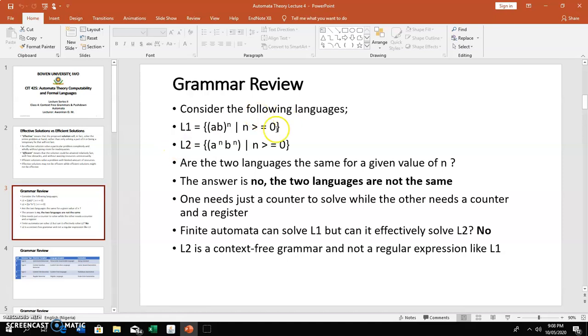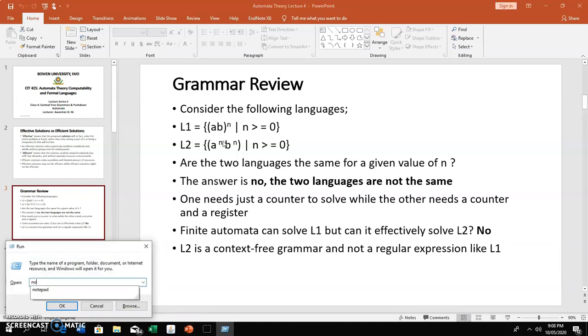Let's consider two languages. One, (AB) raised to power n, n greater than or equal to 0. That means that lambda is part of this language. You should know that by now. And the other one is A raised to power n, B raised to power n. The question is, these two languages, are they the same? Let's try and see. Let me try out from my notepad, and let's try and put in something.